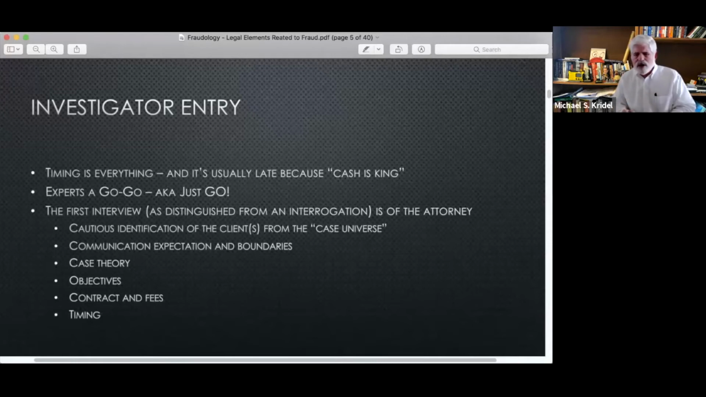How is the contract written? How are the fees specified? Are you getting evergreen retainers, and I'll explain what that means, at the very beginning to protect your independence and to protect your firm from losing money on a trial or an engagement?